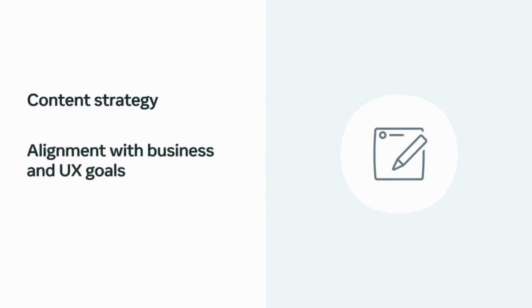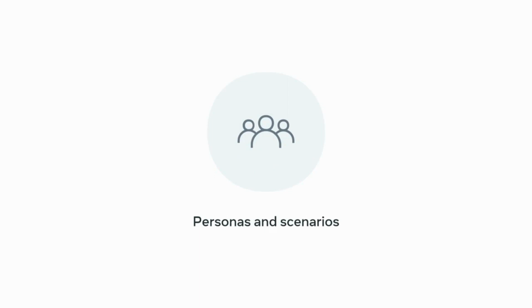And it helps to align your client's business and UX goals. It also assists in aligning your content around your personas and scenarios. A broad rule of thumb is to think about structuring your content under the headings of prioritization, which is how you determine your content and its relevance to your users.